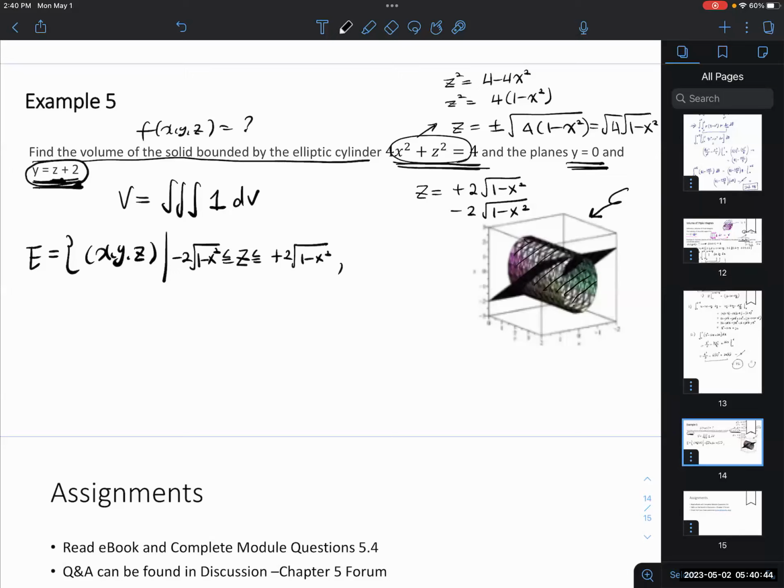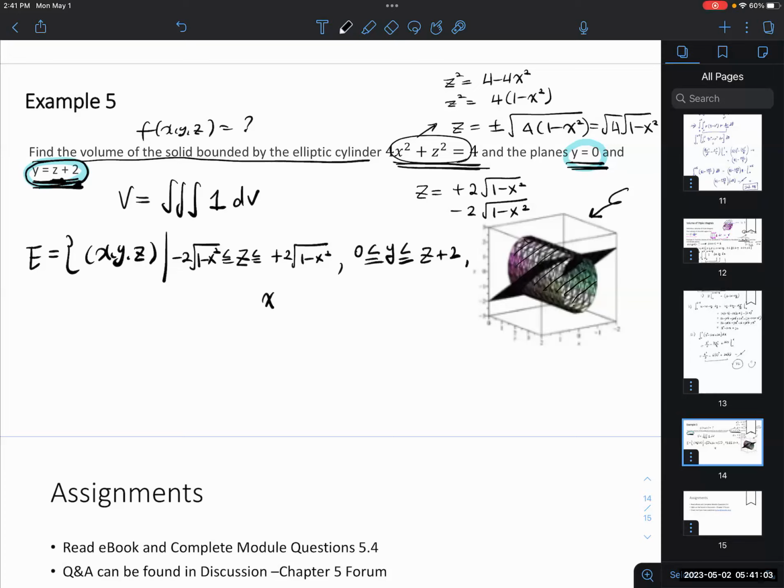And then let me find out y. Y is actually given, so perfect. Y equal to 0 and y equal to z plus 2. That means between 0 and z plus 2, isn't it? So simple, that's it. And then we need to find out the x interval.